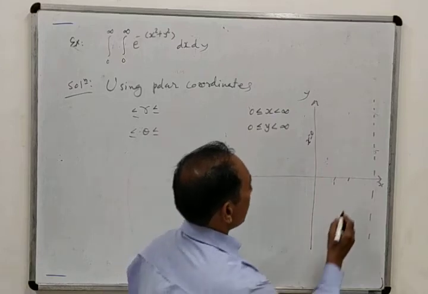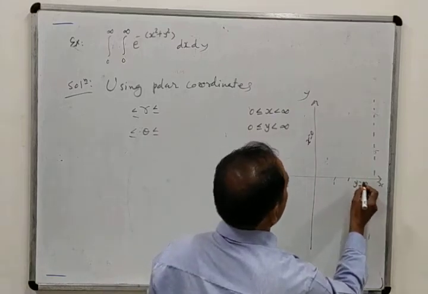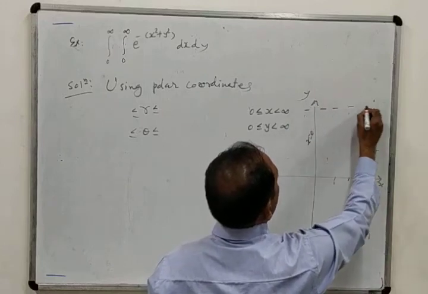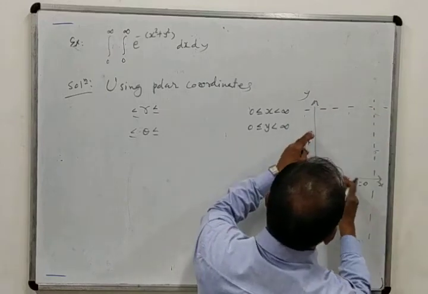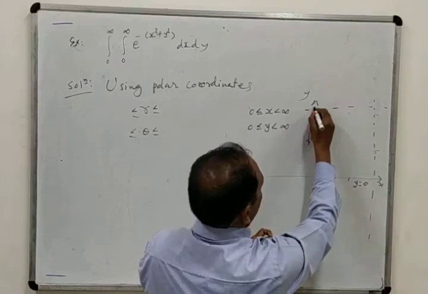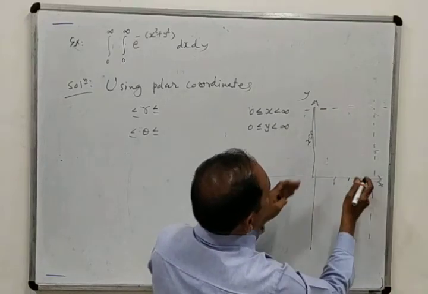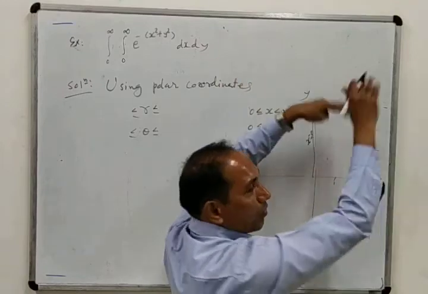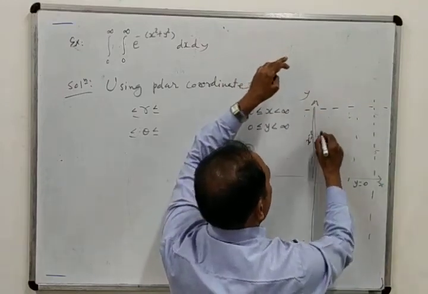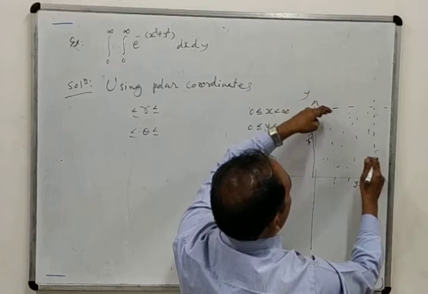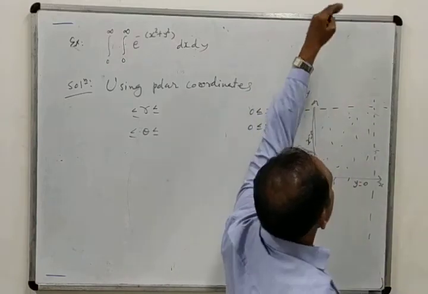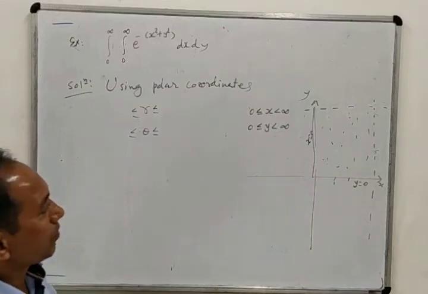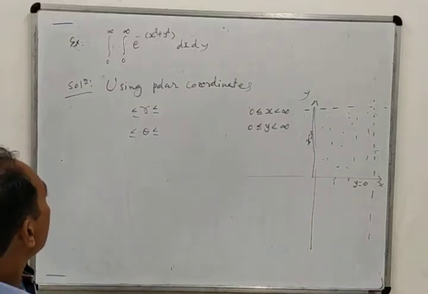Similarly, y equal to 0 means the x-axis, and y equal to infinity means a horizontal line, but this is also at infinity. That means this is a boundary, and these two are boundaries. So the whole first quadrant will come as our region, because this has no limit. Why does this line also have no limit? Because it tends to infinity. So the first quadrant is our region.